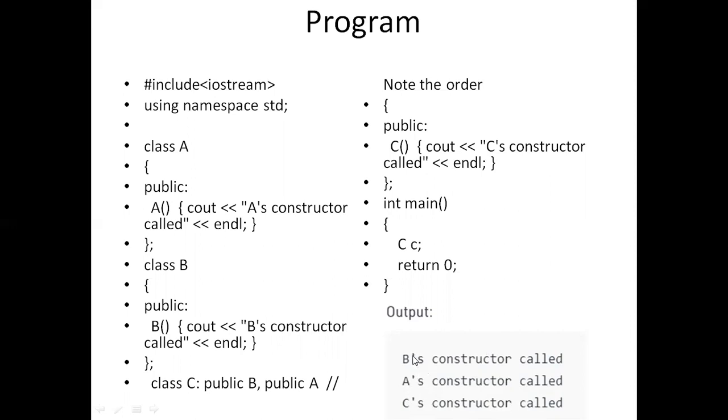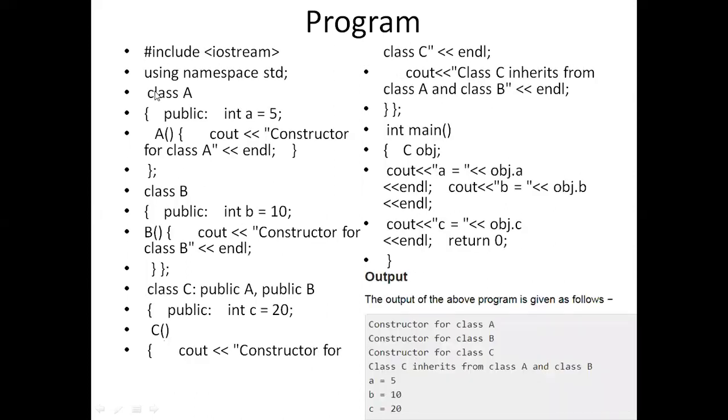Now, there's another example of multiple inheritance. Here's the example. What happens here? #include iostream.h, and then we mention #include conio.h. Class A. Here is the data member a equal to 5, and a constructor of class A. And then here's also class B. Here we mention the variable b, and the value is 10, and the constructor of class B.